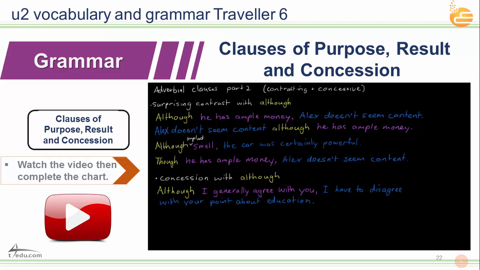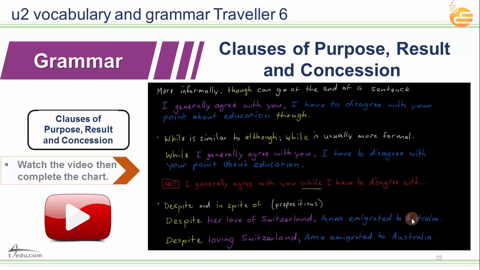So now we look at concession. Before, we were looking at surprising contrast. Now we're going to look at concession. Concession is a bit different because you actually say one thing in one clause and then contradict it, or say the opposite, in the next clause. Perhaps we'll just go back to the first case here. He has lots of money. We're not saying here that he doesn't have lots of money. We're saying that he's just not happy. So there's no real contradiction there. But here, we're saying, although I agree with you, I have to disagree with your point about education. So in this clause, I agree.